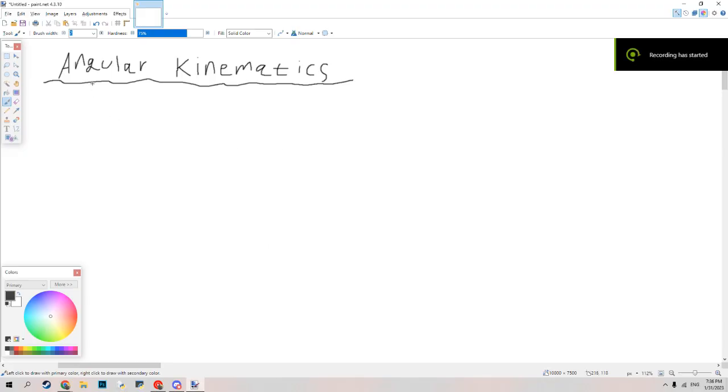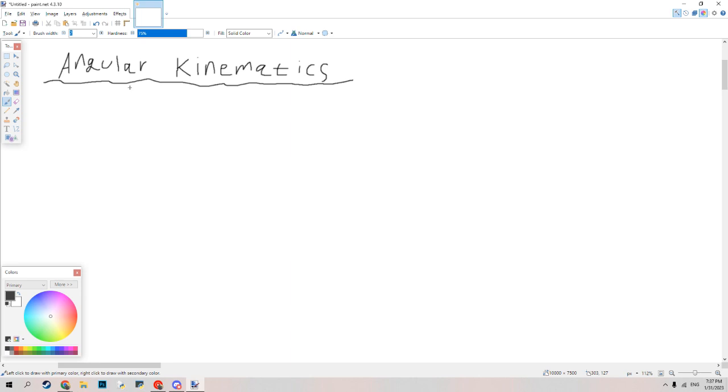Alright, the first unit, or technically the 6th unit, and the first lesson of the 6th unit. The first one on my channel though, so Angular Kinematics. That would be our first.